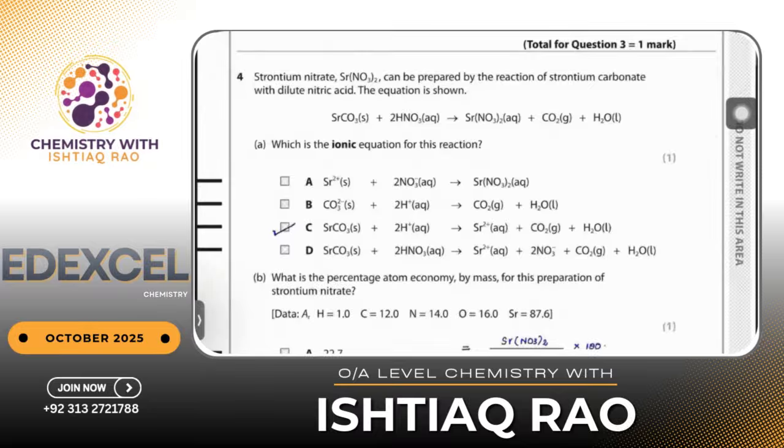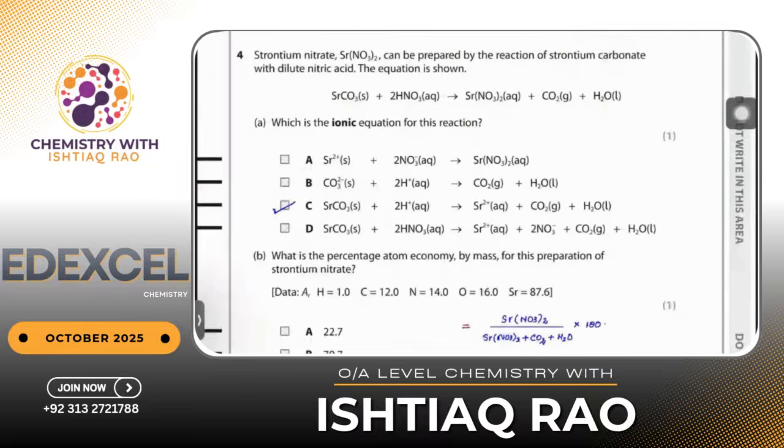Strontium nitrate. Okay. Ionic equation. What's the concept of ionic equation? What we do, we have to break down the aqueous things. No need to break down the solid, no need to break down the gas, no need to break down the liquids. Only the aqueous things we have to break down.